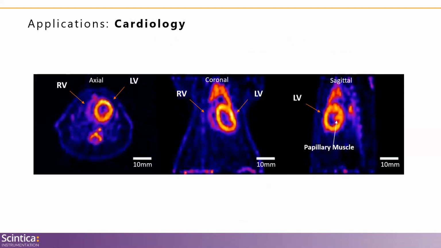Another common application is cardiovascular studies. And so in this example, the rat was injected with FDG to look at the metabolic activity of the myocardium. And so in these images, we can see both the left and the right ventricle and the difference in metabolic activity between these walls. And we can actually also see some of the small structures in the left ventricle called the papillary muscles.